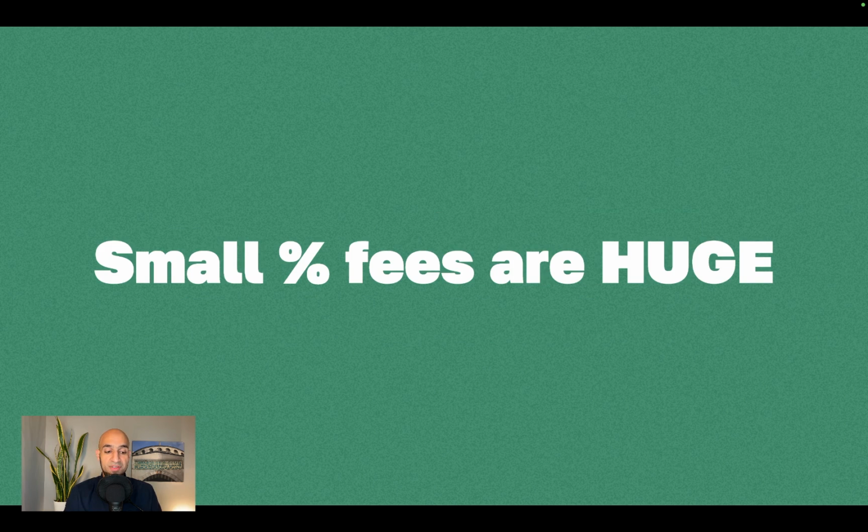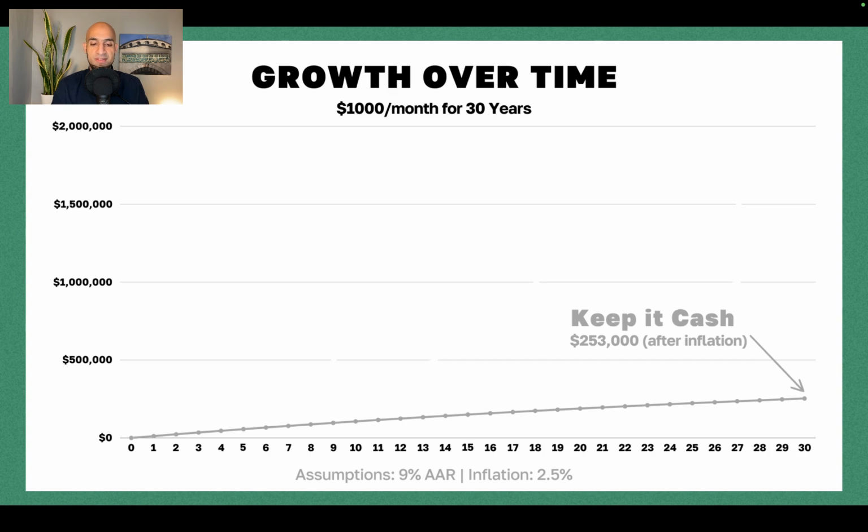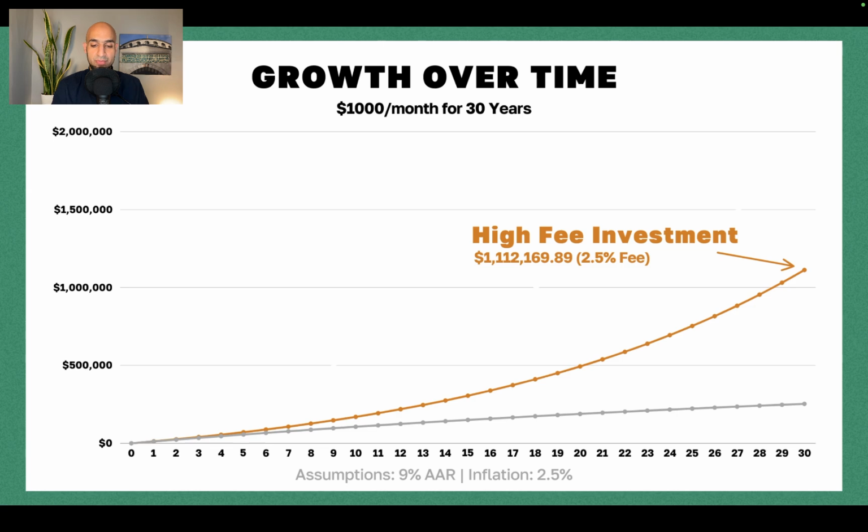In the world of investing, small fees are in fact huge. What might seem to be a nominal fee actually adds up to be quite a bit. Imagine $1,000 invested for 30 years. If we kept that cash after inflation, we'd have $253,000. If, however, we invested it in a high fee investment fund where the fee was only 2.5%, we'd have quite a bit more, 1.1 million, and that would be great.